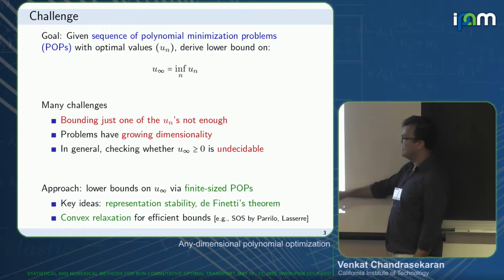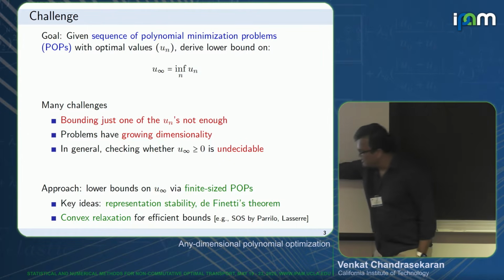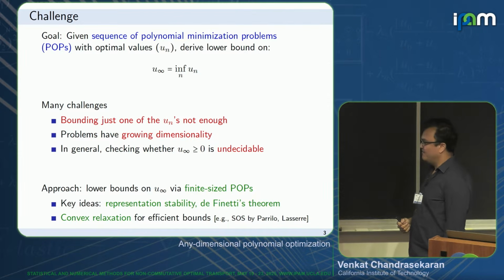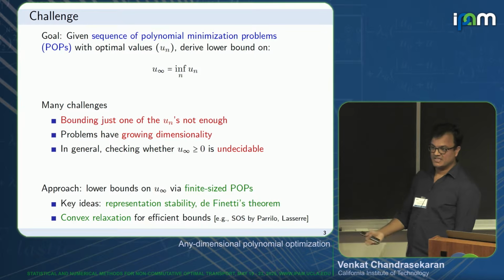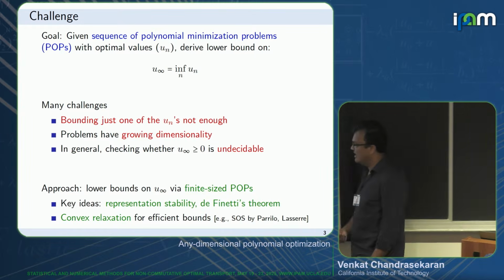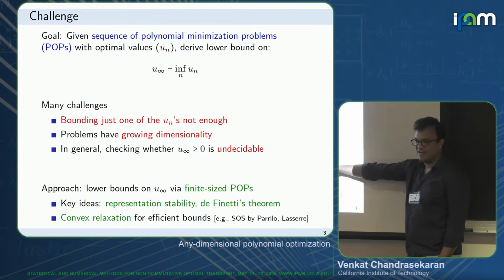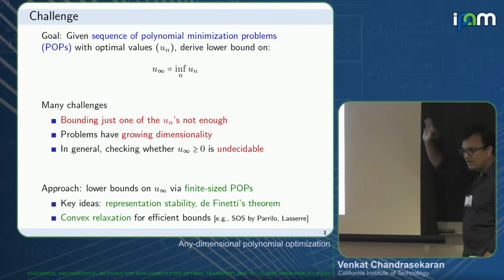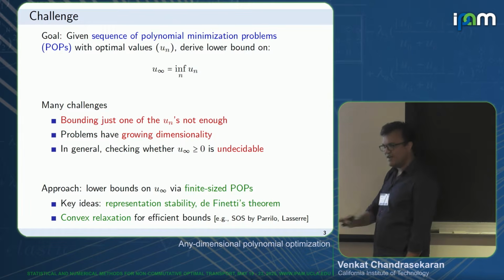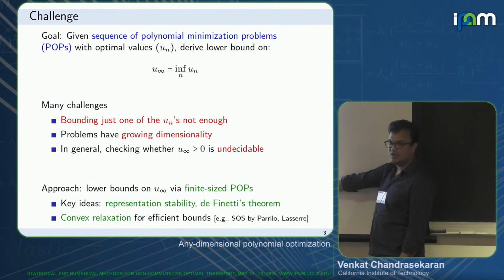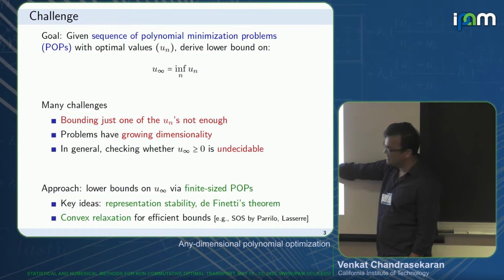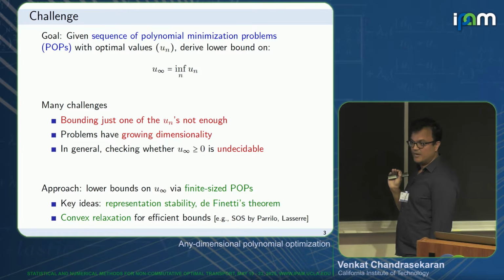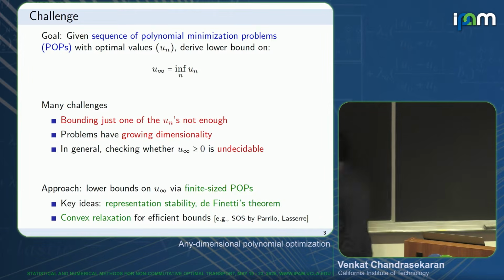Once you have this, since these are minimization problems, you can then apply the usual toolkit of convex relaxations, for example, based on sums of squares or other techniques, to produce further lower bounds on these finite-sized POPs to then get a lower bound on u infinity. So that's always possible. I'll touch upon this point very briefly, but much of this talk will be focused on these two ideas with a view to producing finite-sized POPs that lower bound u infinity. Okay? Once we have this, we have tools already.